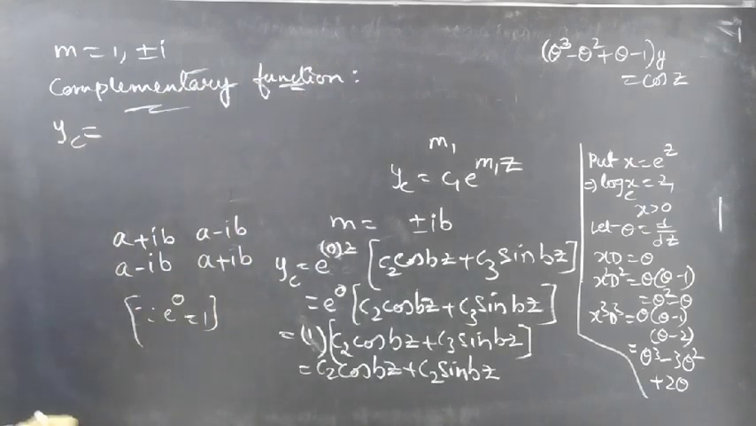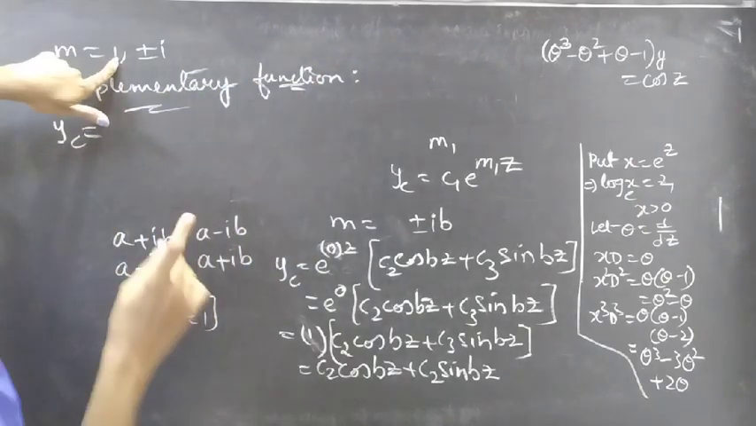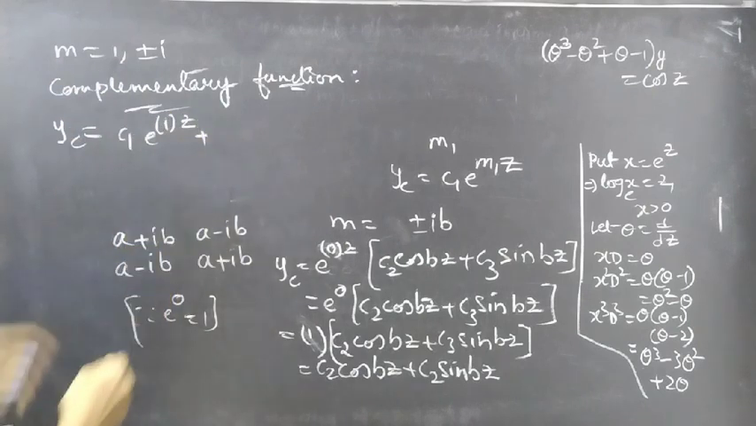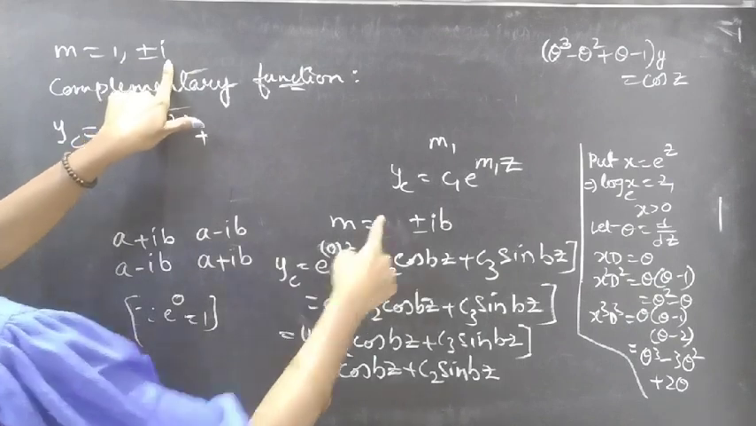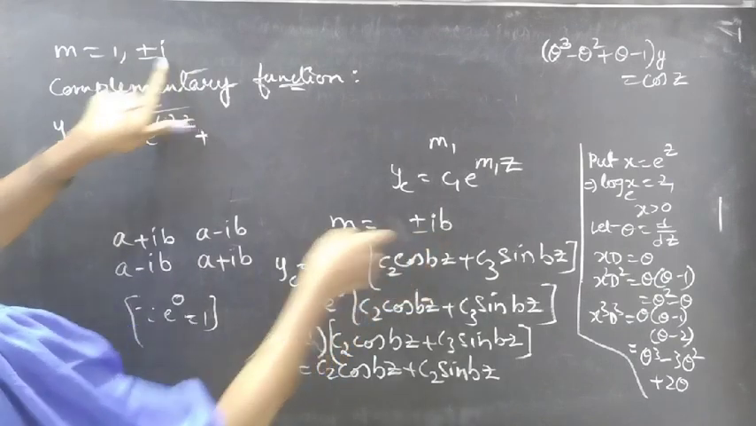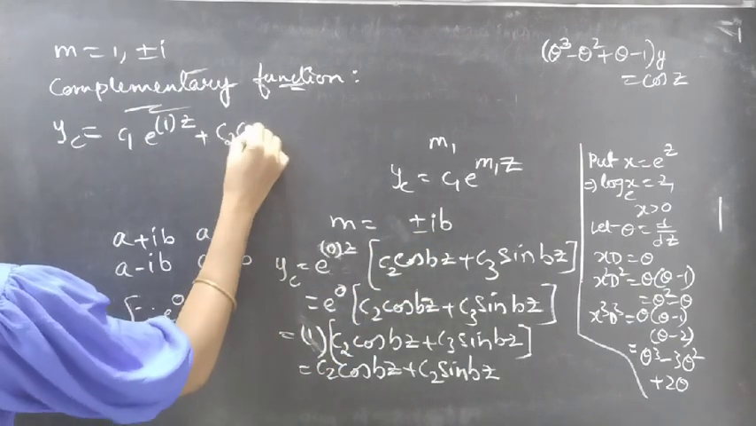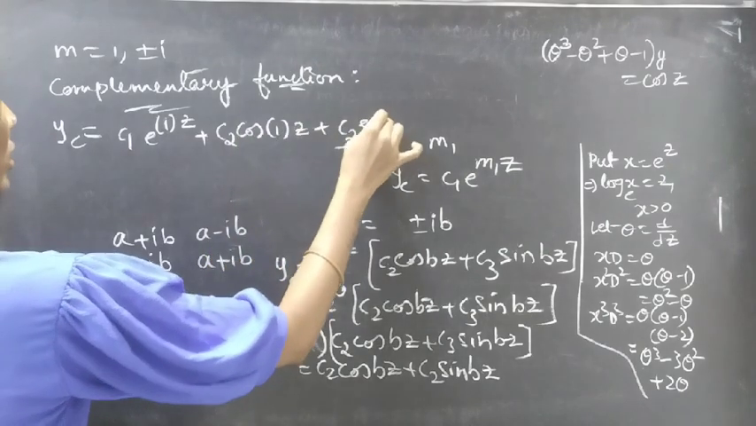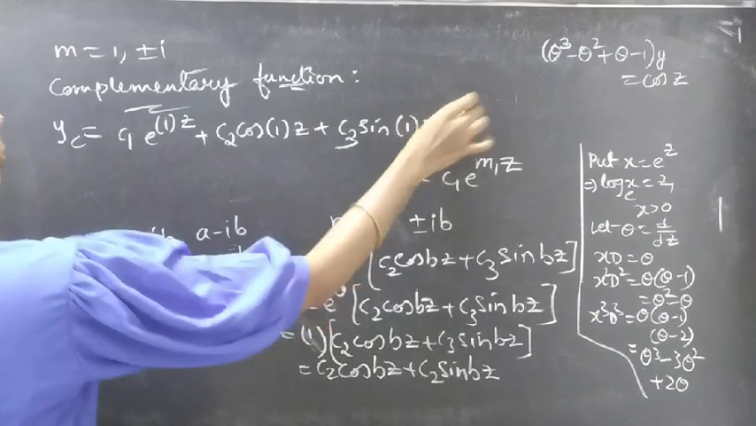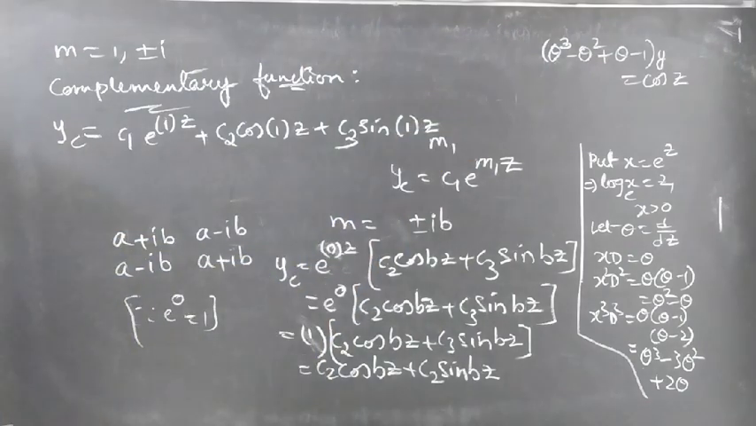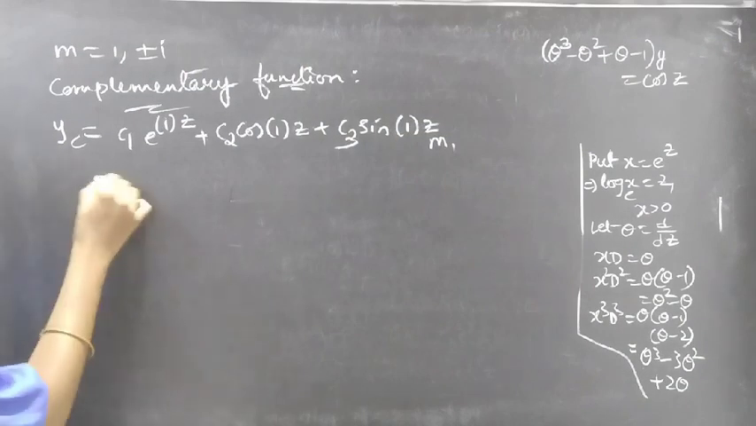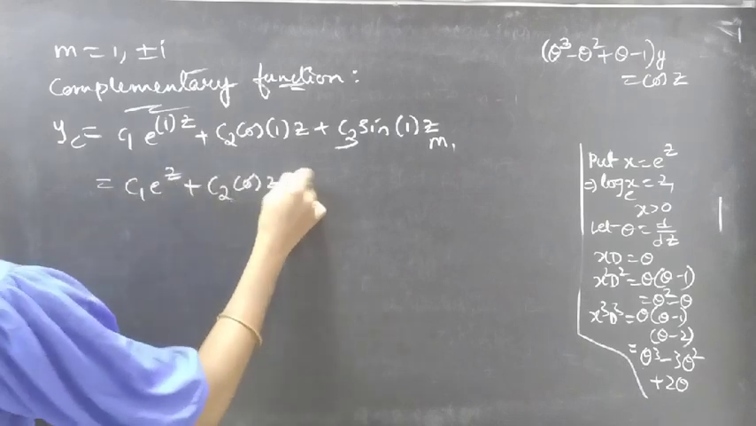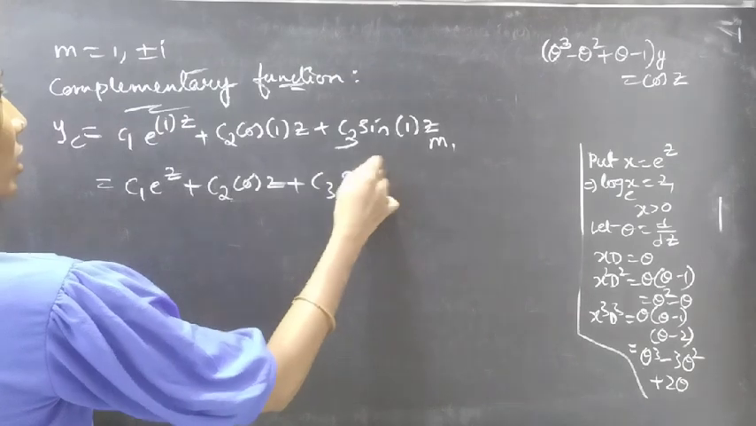yc equals, for the one real root, we'll get c1 e power that real root into z, plus, for plus or minus i, in case a is 0 and b equals 1, we'll get c2 cos 1 into z plus c3 sin 1 into z, right? yc becomes c1 e power z plus c2 cos z plus c3 sin z.